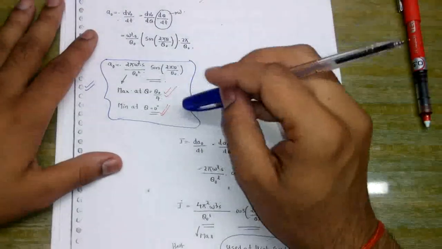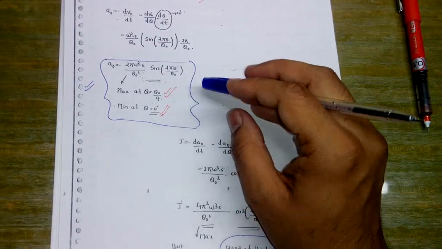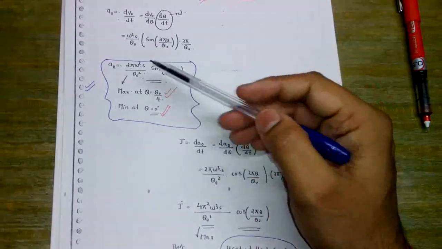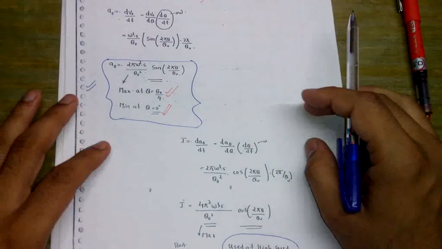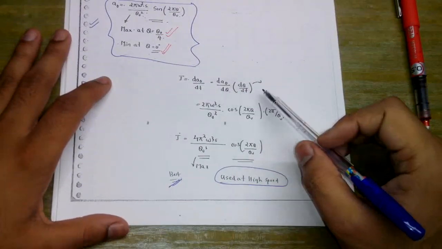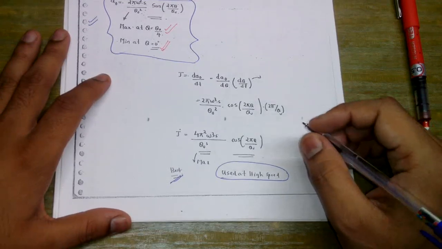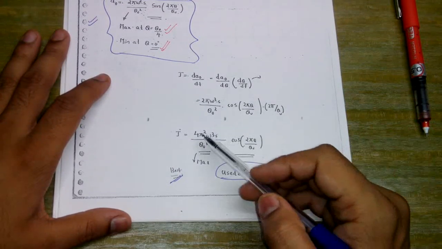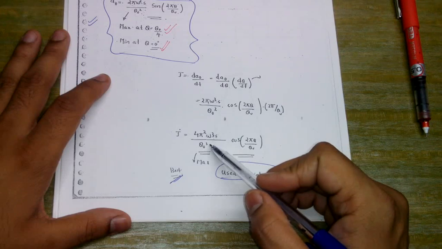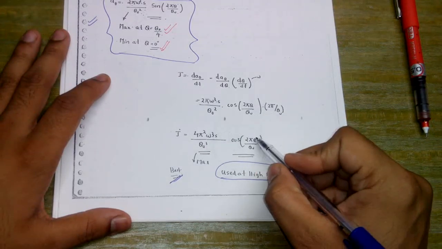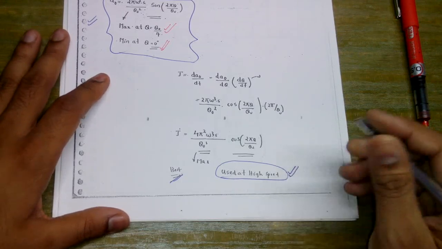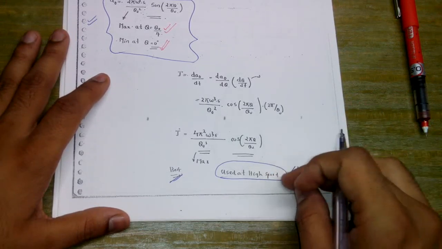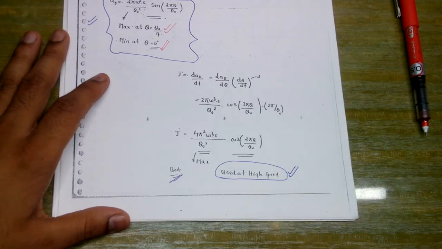So we have to remember these conditions, that in case of the cycloidal profile, the acceleration is maximum or minimum at which angle. Now the jerk is actually the third derivative, and it can be evaluated as 4 pi square omega cube s upon theta naught cube cos 2 pi theta upon theta naught, and this is actually the best thing, that it can be used even at high speed.